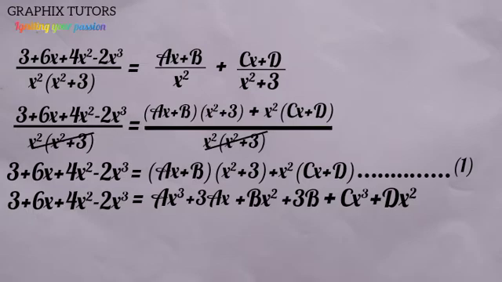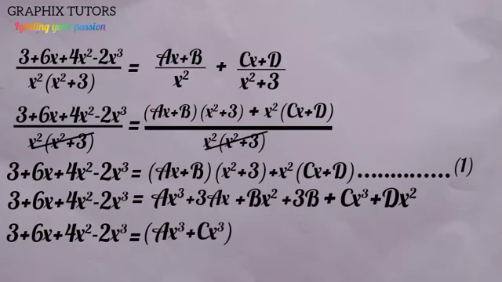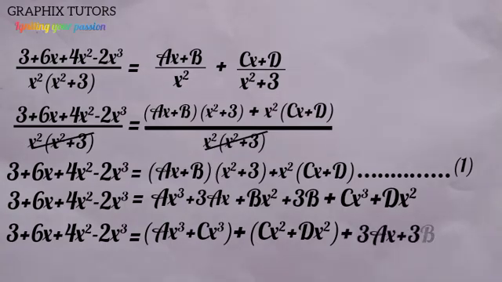So if I rewrite again, I have 3 plus 6s plus 4s squared minus 2s cubed equals to, we have as cubed and cs cubed, they have the same degree. So we'll bring them together. Similarly, bs squared plus ds squared, they are the same. I'll bring them together. Plus 3as plus 3b. So this is what we're having here.